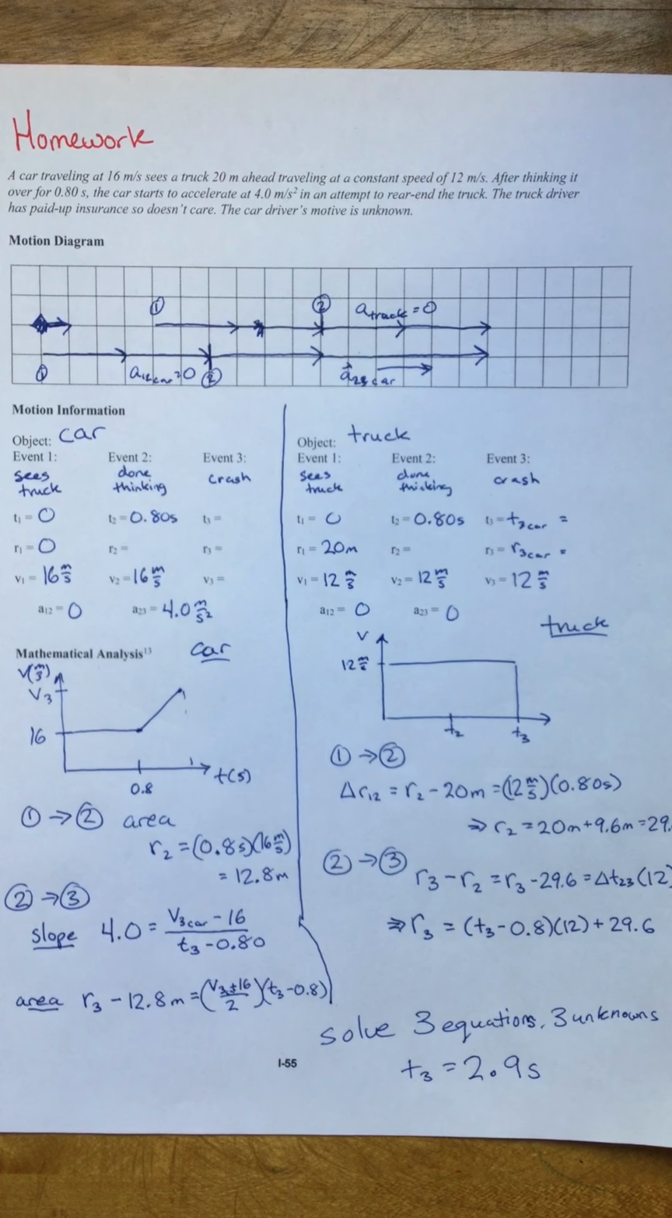This is problem 55. A car traveling at 16 meters per second sees a truck 20 meters ahead, traveling at a constant speed of 12 meters per second. After thinking it over for 0.8 seconds, the car starts to accelerate at 4 meters per second squared in an attempt to rear-end the truck. The truck driver has paid up insurance, so doesn't care. The car driver's motive is unknown.